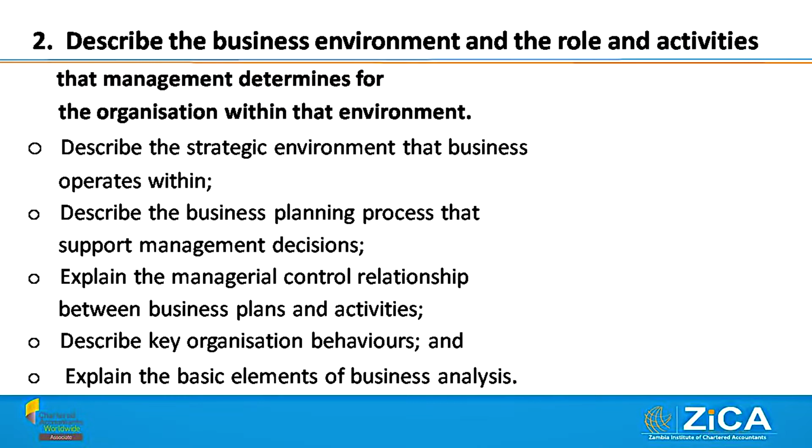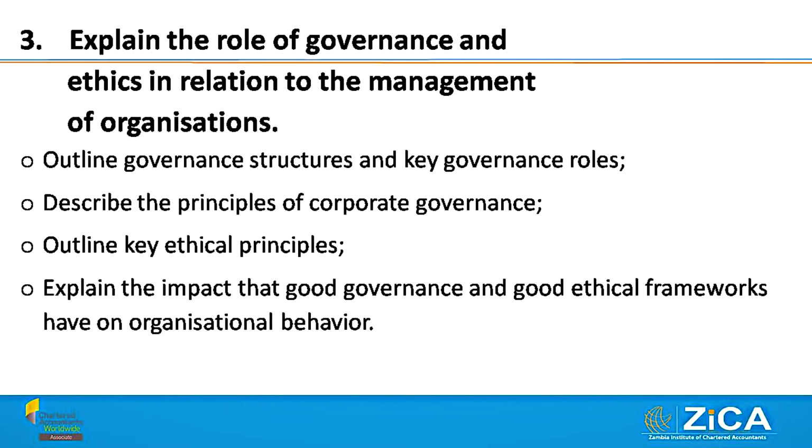And here we expect the students to describe the strategic environment that business operates within, describe the business planning process that supports the managerial decisions, and also explain the managerial control relationship between the business plans and activities. Third one, third competence, is explaining the role of governance and ethics in relationship to the management of the organization.